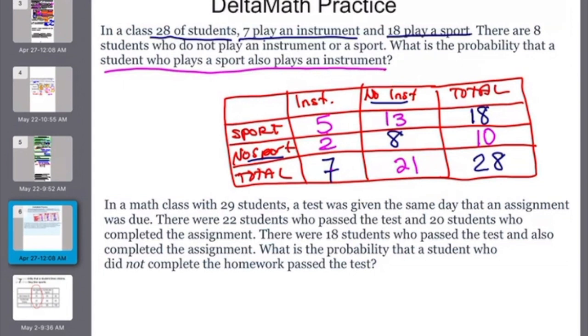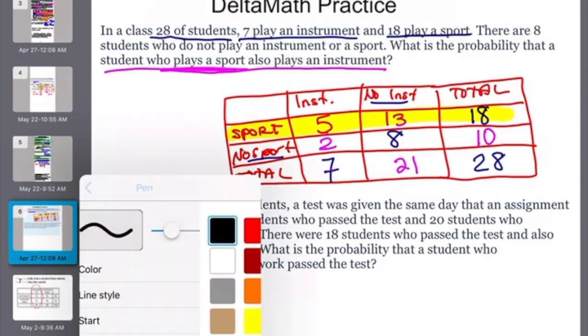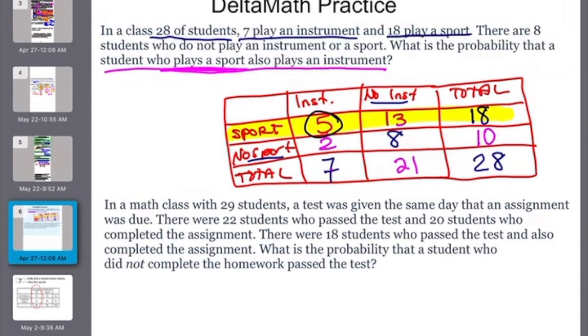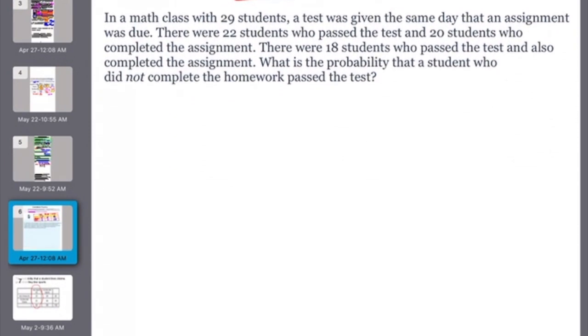So the probability that a student who plays a sport also plays an instrument. What that means is that we're only going to look at the students who play a sport. So I'm only looking in the world of sport. So a student who plays a sport also plays an instrument means that I'm only looking at instrument out of the total here within what I just highlighted. So it would be 5 out of 18 because it's in the world of sports. Okay, let's do another one because it's a little tricky.